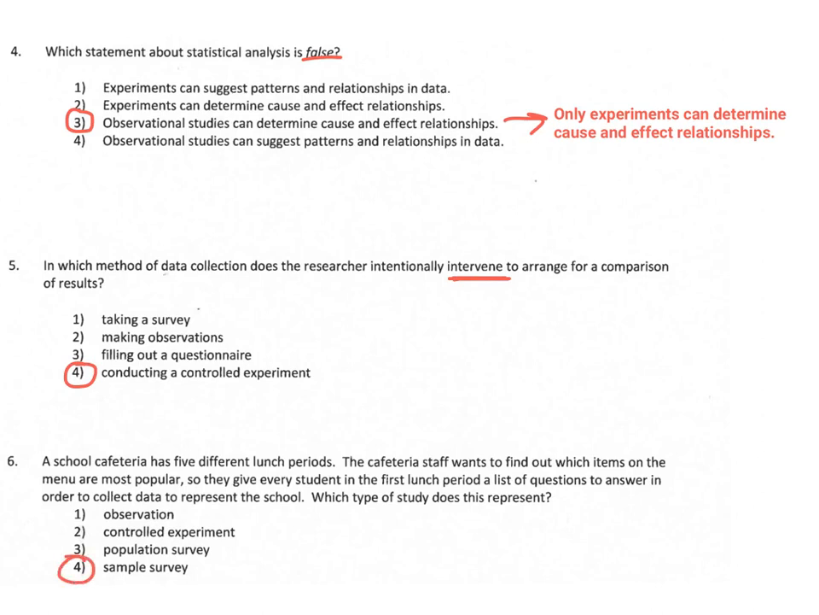All right, so when you read number 6, the answer there is also choice 4. It's a sample survey. They're providing a list of questions to come up with data about the situation. When you're giving a list of questions like that, that's called a survey. And the reason it's a sample survey is because they're not asking every single person. They're just asking a sample of the students. They're giving it to every student in the first lunch period.